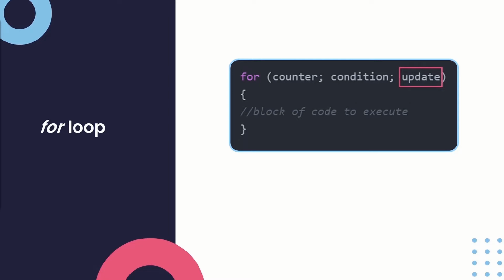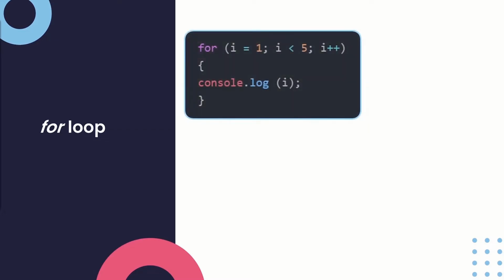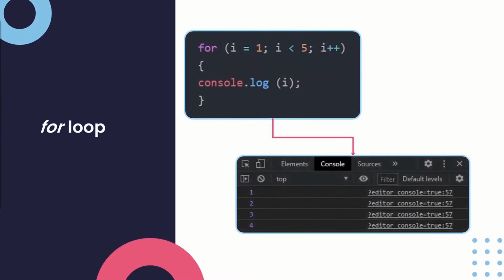Now, this is quite important. If you forget to increment or decrement the counter, and if the condition is never going to be false, you are going to hit an infinite loop. And we'll discuss an infinite loop in a second. Now let's take a look at a code example. So here is a very basic example of a for loop, and this is what the output for that statement looks like.